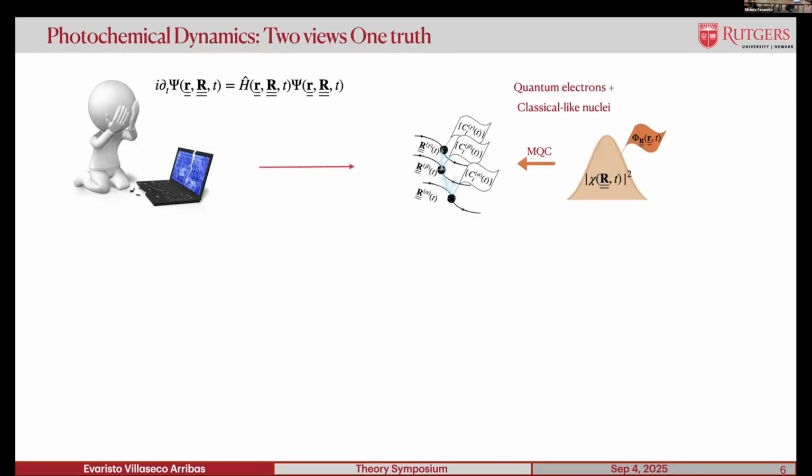So the idea is quite simple. You have the heavy and slow particles, which are the nuclei, which are going to be treated as classical-like particles. And then the electrons are going to be treated as quantum mechanical objects. So you can think of it as, we have some nuclear trajectories, and along this flow of the trajectories, every trajectory has on top a set of electronic coefficients or an associated time-dependent electronic wave function.